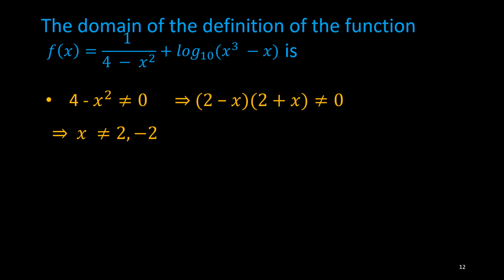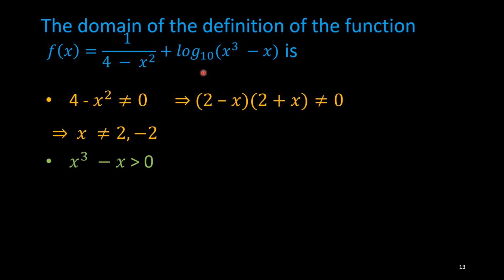Okay. Thus from here x cannot be 2, and from this one x cannot be minus 2. So these 2 points, x equal to 2 and x equal to minus 2, cannot be in the domain of the function, because at that time 1 upon 0 will come and that will become infinite, right? Now the second term, this log function, we need to consider.